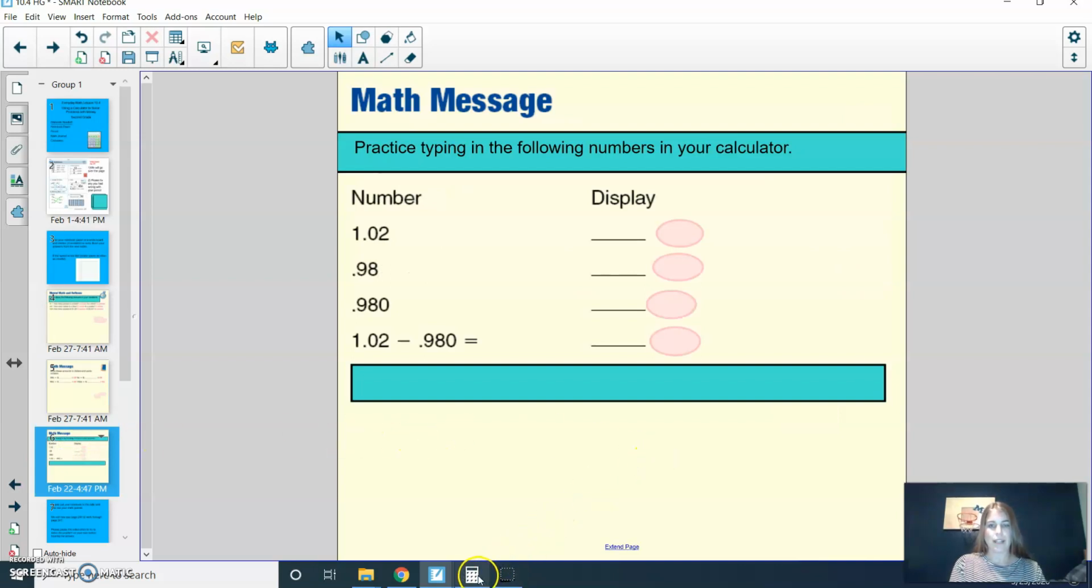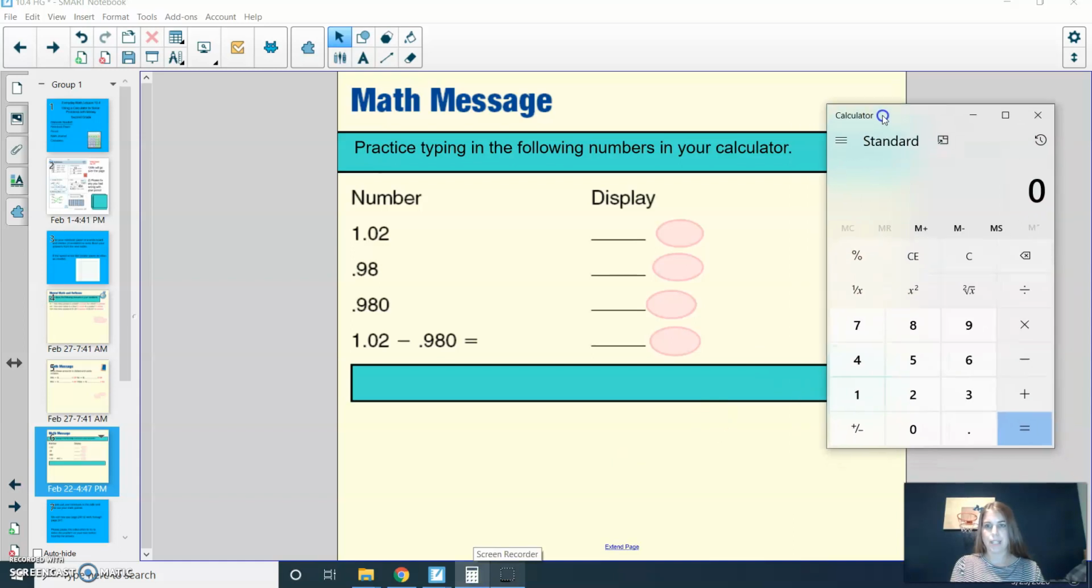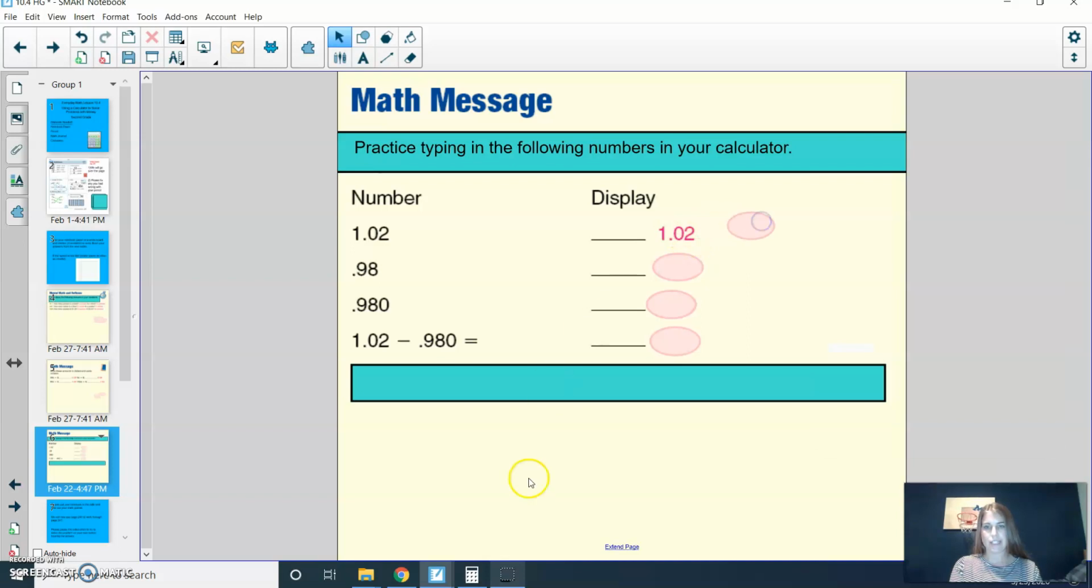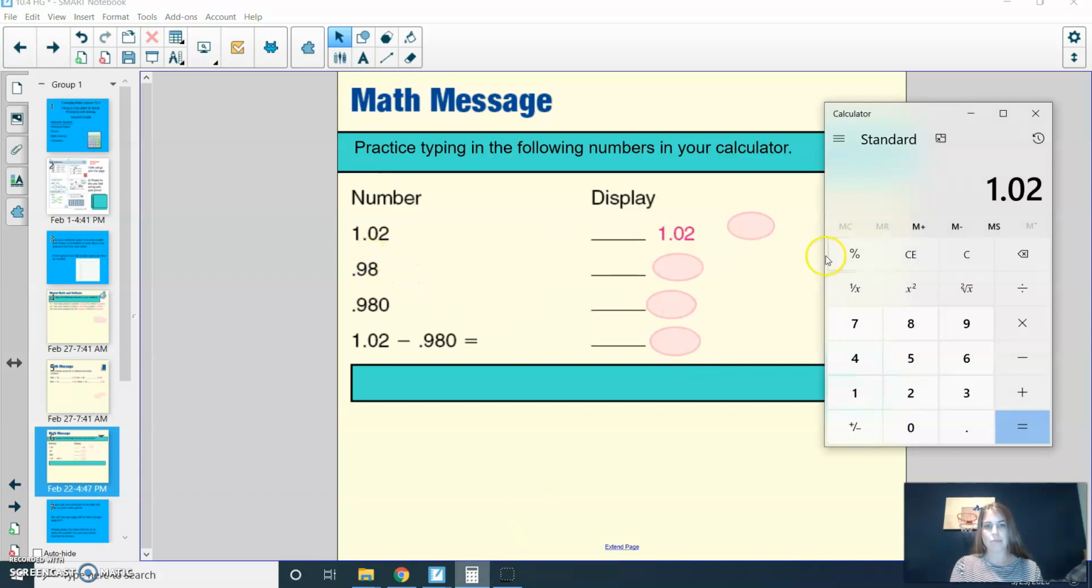Now if you could grab your calculator, I'm going to also grab my calculator and have that next to me. So if I wanted to show the number 1.02, or kind of like $1.02, I'm going to type that in my calculator, 1.02, and it should look just like it reads, 1.02. Now if I want to show decimal point 98, I'm going to do the same thing. I'm going to type in my decimal point, 98. What do you notice about the number on my calculator compared to the number that I gave you?